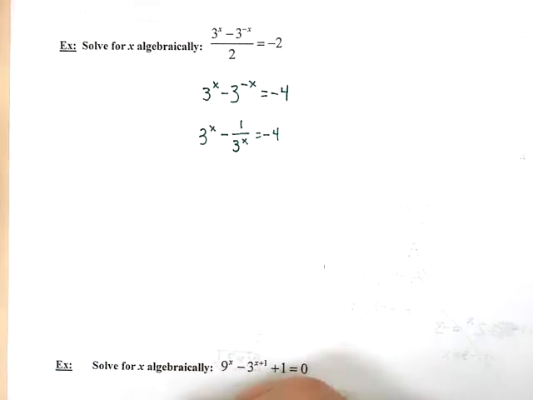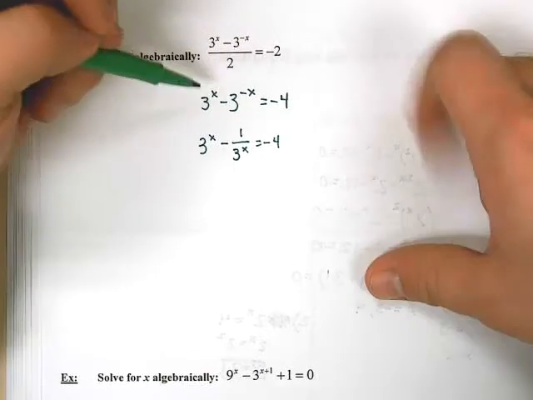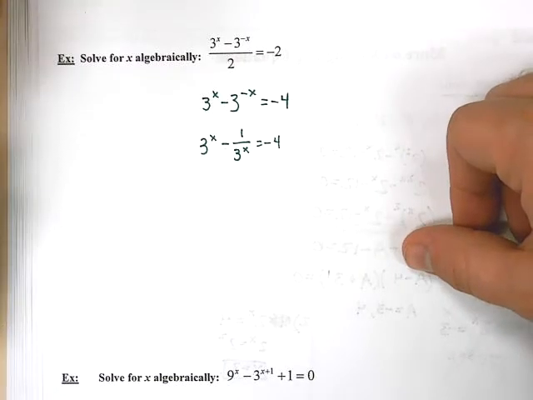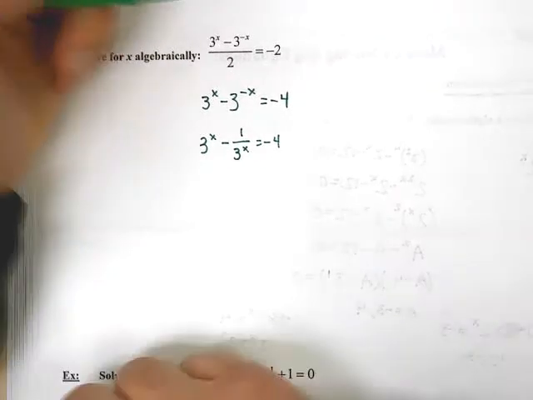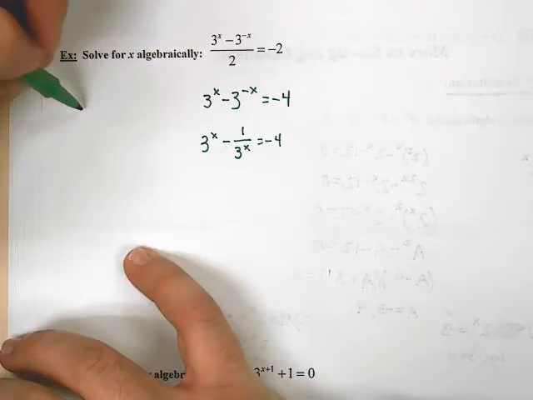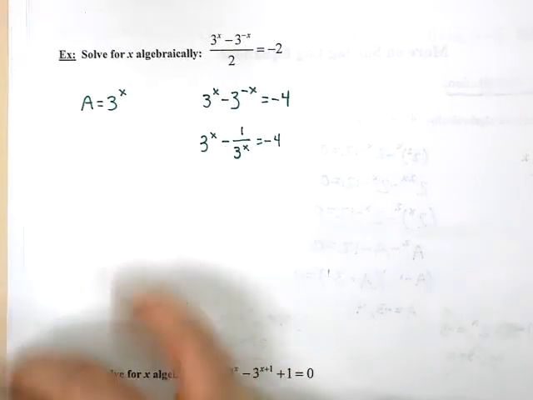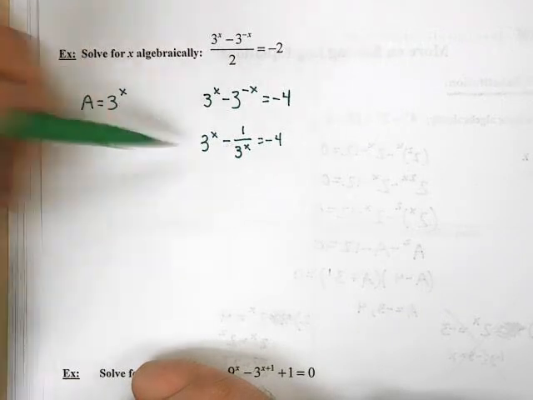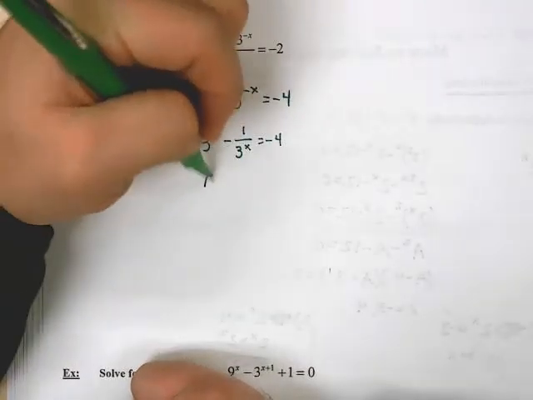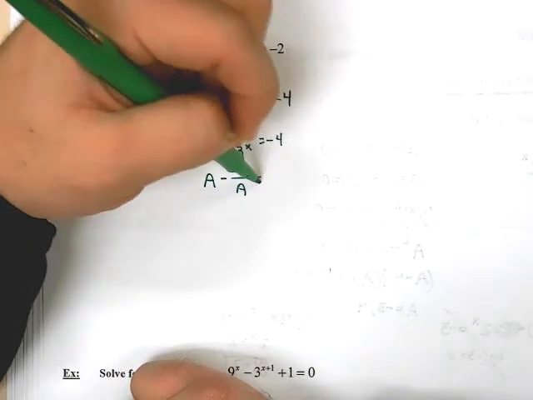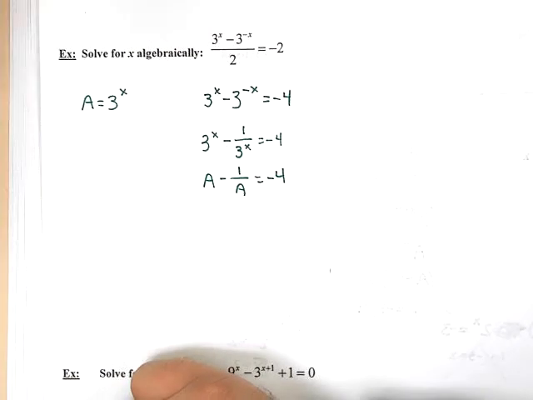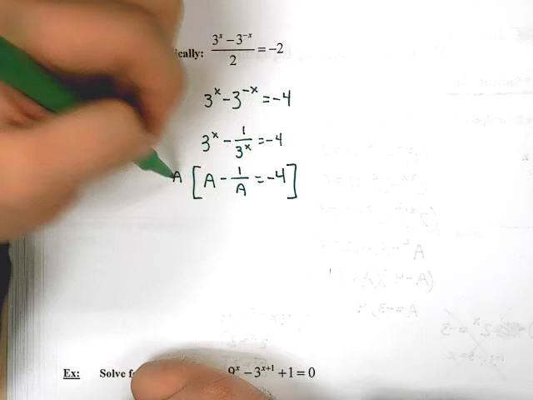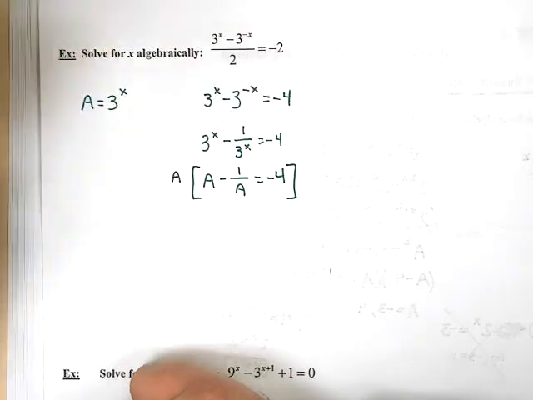Uh-oh, I'm stuck again, right? I can't do anything with these exponents because I don't see multiplication or division. All right, so I'm stuck unless I use a substitution. So let's go for it. All right, I'm going to substitute a for 3 to the x in a couple of places. That should help me. Let's try it. a minus 1 over a equals negative 4. And then if you remember my next step, I want to get rid of that denominator. I don't want fractions. So I'm going to multiply everything by that denominator, which will clear it.